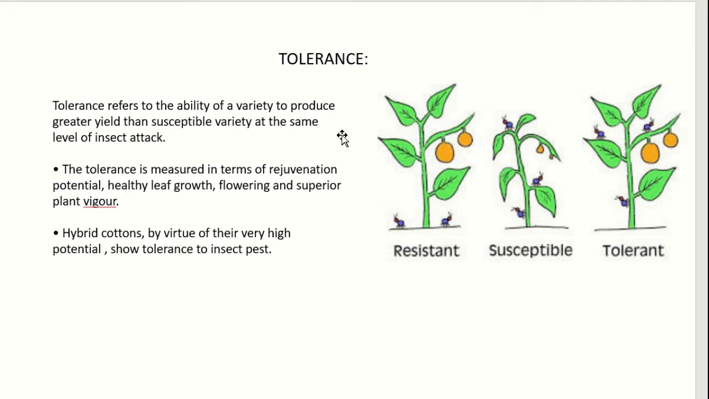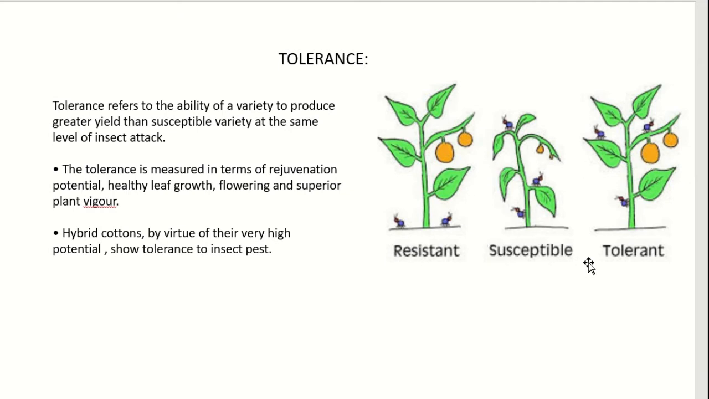So in case of tolerance, the picture depicts the resistant plant, susceptible plant, and tolerant plant. In a tolerant plant, the yield will be the same as that of the resistant plant. In a resistant plant, the insects cannot affect the plant body, but in a tolerant plant the insect is infesting the plant body, but still the yield is the same. Even if it affects the leaves, the photosynthetic activity still goes on, and in such a way the yield is the same.